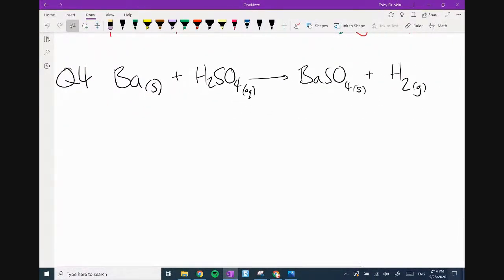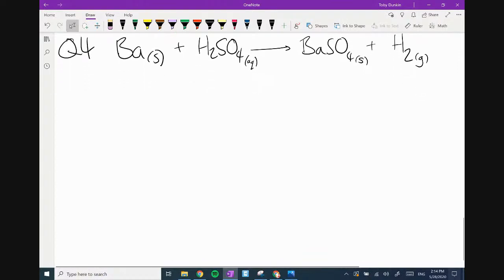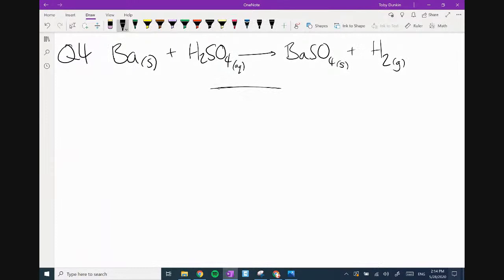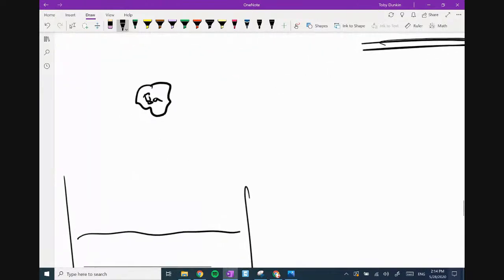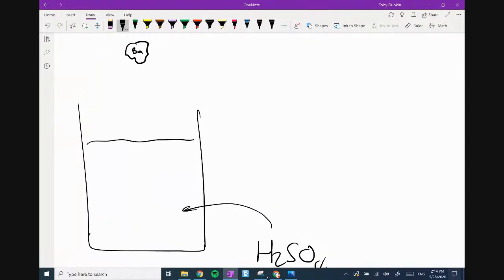Now, this reaction is rather interesting because of what you would expect. Here's our beaker, labeled as sulfuric acid, and here's our little chunk of barium metal. And we're going to drop it into the water.